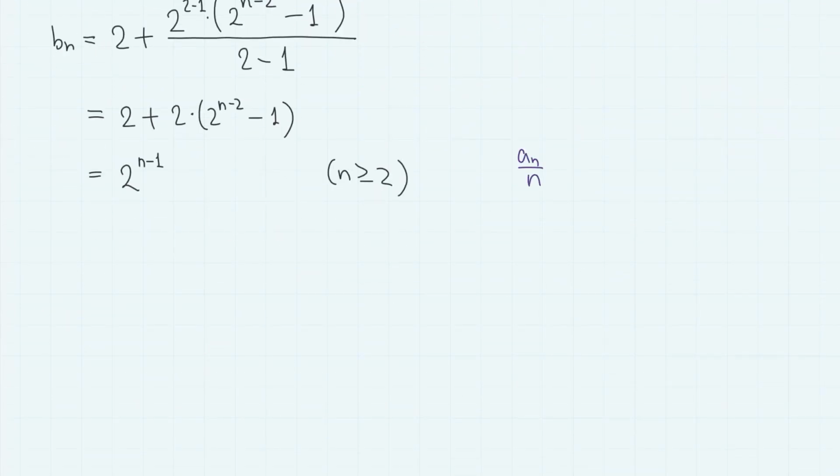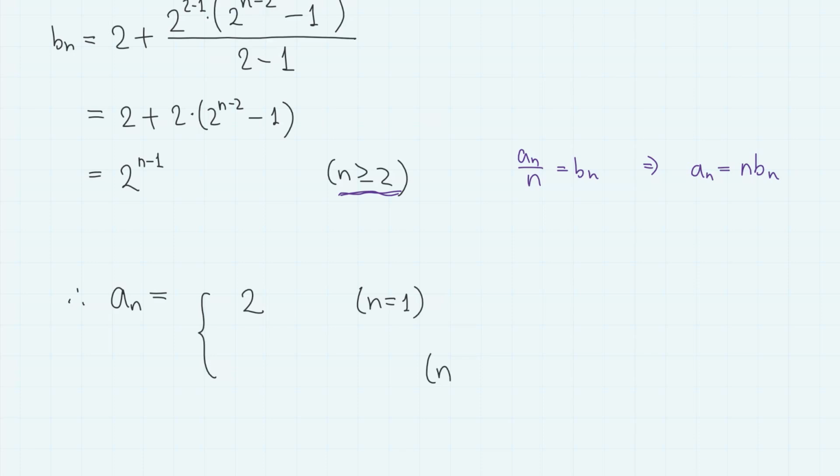Therefore, from an over n equals bn, we have an equals n times bn for n greater than or equal to 2, which gives: an is equal to 2 when n equals 1, and when n is greater than or equal to 2, we have n times 2 to the power of n minus 1.